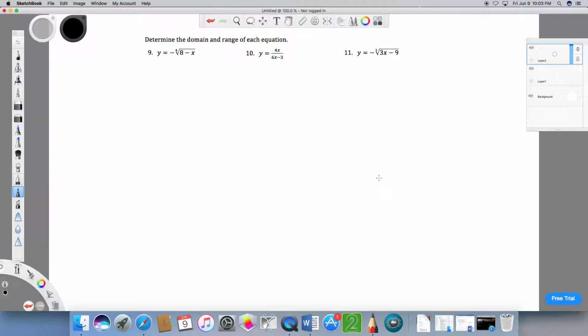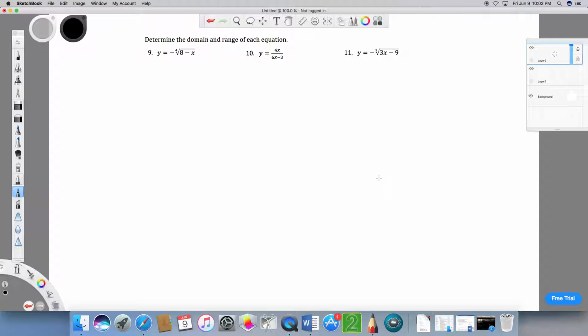Let's take a look at these three problems. They want us to find the domain and range. Remember, the domain is the set of all real numbers, excluding any values that cause division by zero, and also excluding any values that would cause us to take the square root of a negative number or the even root of a negative number.